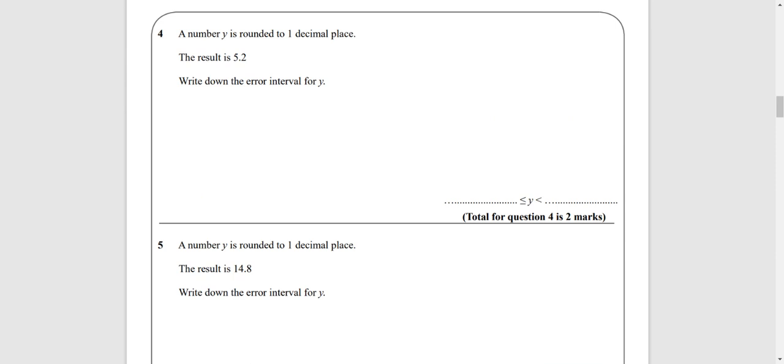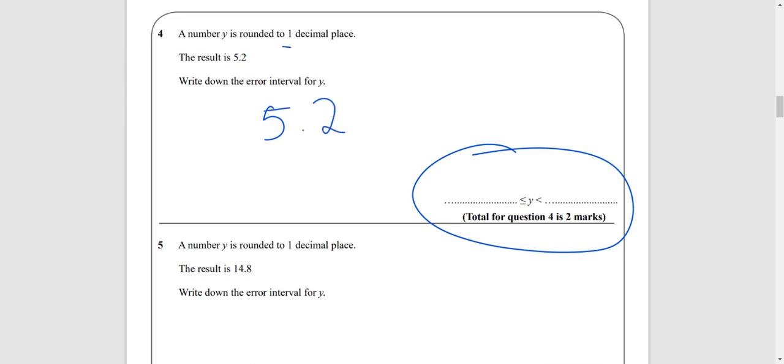Right, let's look at a decimal place. A number, y, is rounded to 1 decimal place. The result is 5.2. Write down the error interval for y. The error interval is the same as before, but you're going to put it in the form as seen here. So we're going to use the same method.